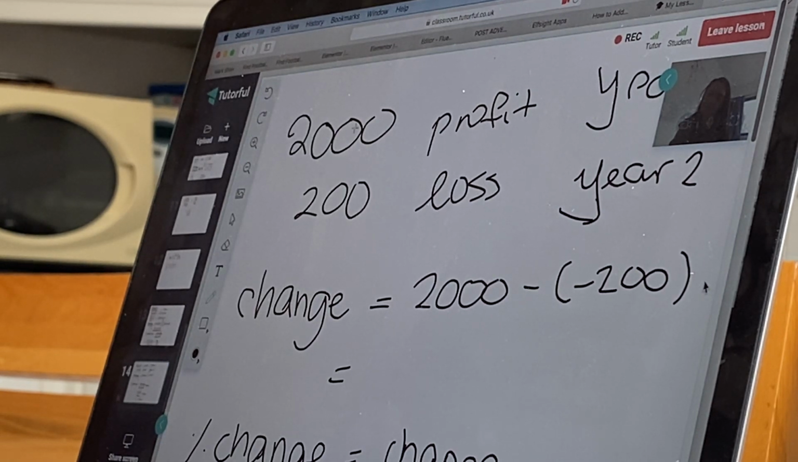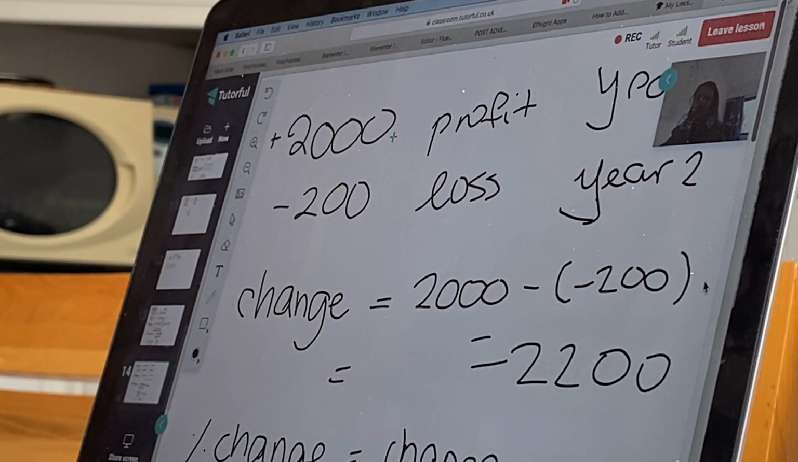So from year 1 to year 2, what's the change? 2,200. Not quite. So remember, the first one is positive. The second one is going to be negative. Okay, yeah. So take the opposite way. Yeah. So take minus 200 minus 2,000. So minus 2,200. Yeah, that would work.